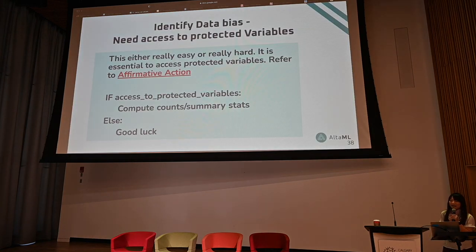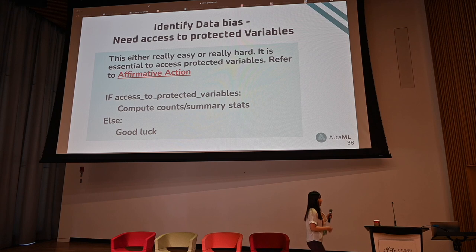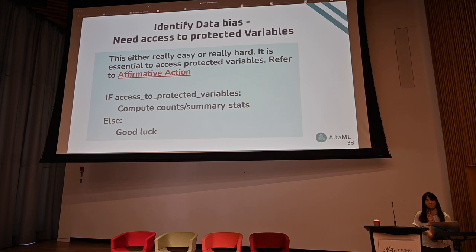Identify data bias. This is before you build a machine learning model. This is either very easy or very hard. It's similar to the affirmative action we were talking about. In order for you to know if you are hiring a female, as a recruiter, you actually need to know people's gender, right? It's the same thing. If you have access to the proxy variables, it's a lot easier to just calculate the statistics, and you can understand if the data you collected is biased or not by calculating those statistics. But if you don't have access to those variables, good luck.